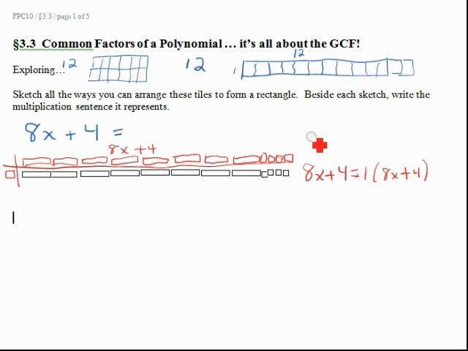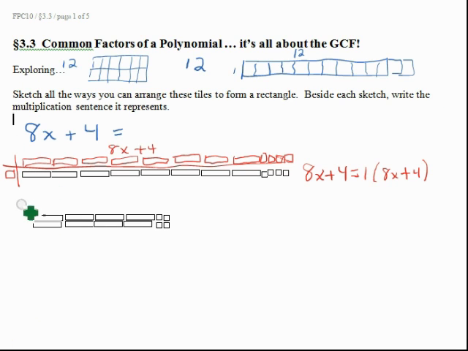Now I'd like you to copy this down so that you have this on your paper, and then I would like you to play around with drawing it yourself, and try and come up with another multiplication statement that will equal 8x plus 4. Okay? So stop the video and go ahead and do that. There are actually 2, so you see if you can find 2, and I will write them up for you.